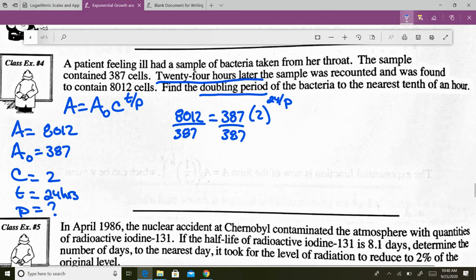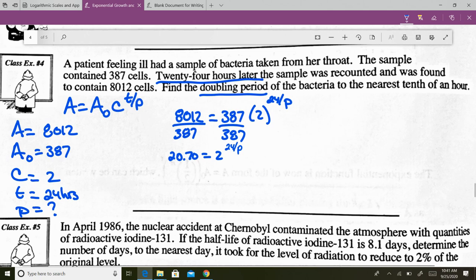I get 20.7 is equal to 2 to the power of 24 over P. Okay, so now I've got that. This is like every other exponential stuff we did yesterday. We have an unknown in the exponent. What is the only thing you know how to do that will knock down an exponent? Log it. So you have to log both sides.